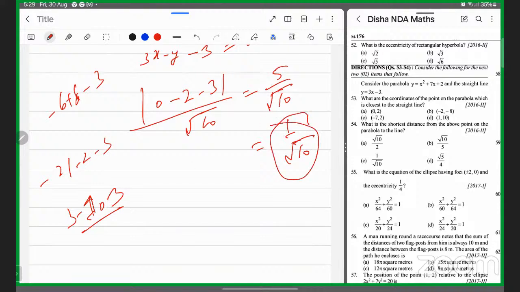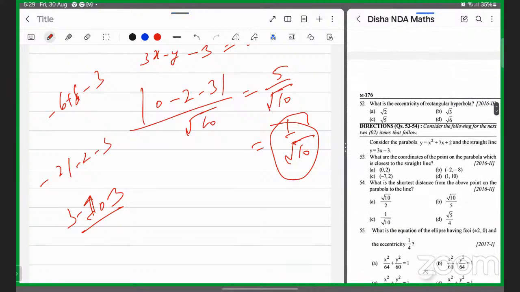Shortest distance in 54 is A. Sorry, C. Shortest distance in 54, C. And the point is minus 2 comma minus 8. Understood everyone?